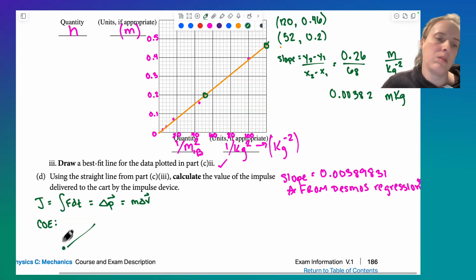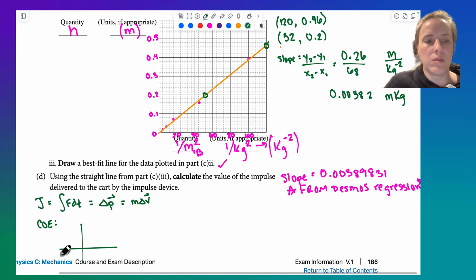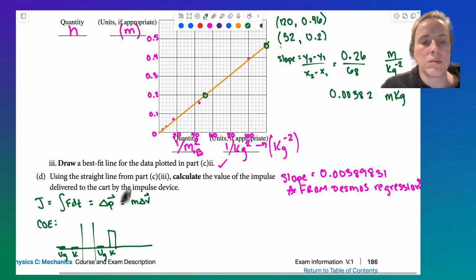So at the bottom of the hill, what do I have? Let's draw a nice little energy bar chart. At the bottom of the hill, I have no potential energy. I have no kinetic energy. I then go with some impulse. Then I get immediately after the impulse a bunch of kinetic energy. And then all of that kinetic energy turns into gravitational potential energy.